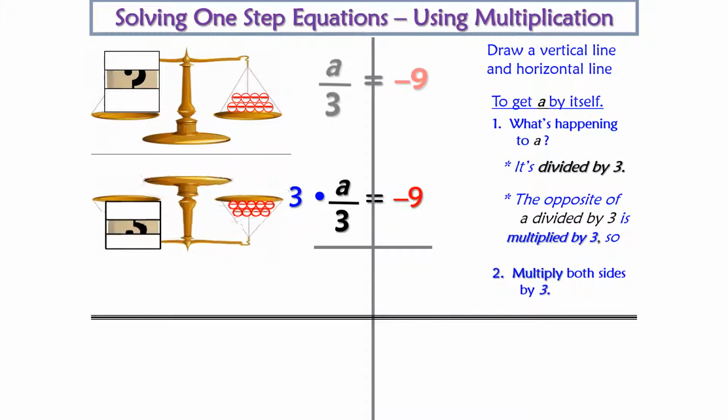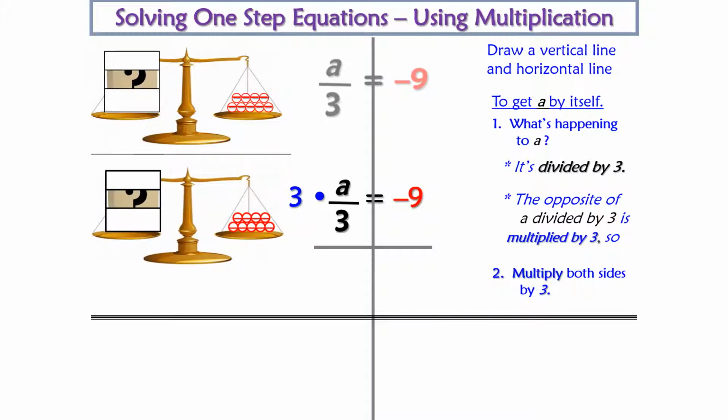In the model, we're going to represent the left side being multiplied by 3 by multiplying that third of the mystery box by 3. Well, what that's going to do is return us to a single mystery box. And since a 3 in the numerator and a 3 in the denominator will divide out to one mystery box, let's cancel them.